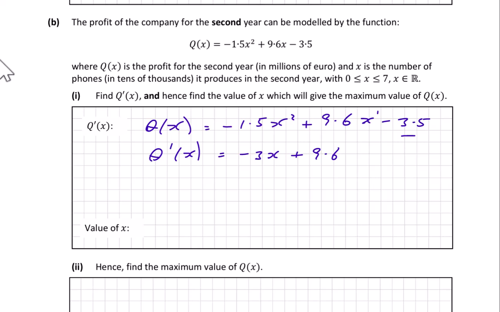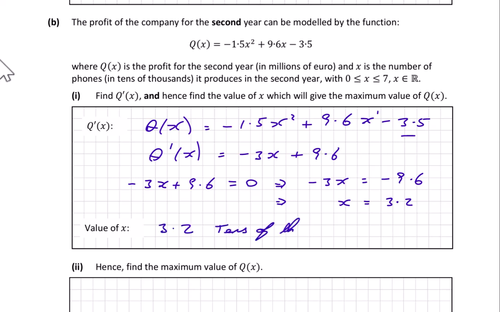So then it says find q prime x, which we've done, and hence find the value of x which gives the maximum value for q of x. So the maximum value is going to be given by minus 3x plus 9.6 equal to 0. You let it equal to 0. So subtract 9.6 from both sides will give minus 3x is equal to minus 9.6, and then divide by the minus 3, minus divided by minus is plus, so you'll get 3.2. So the value of x is 3.2, and these are tens of thousands of phones.